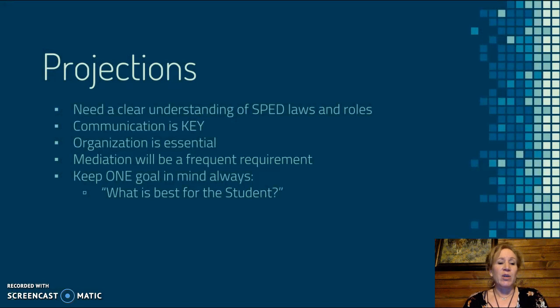Projections: I found out that I'm going to need a clear understanding of SPED laws and roles. Communication is key to this. Organization is a must, and mediation is going to be a frequent requirement. And keeping one goal in mind is going to be the key to underline all of the success of this, and that is always asking myself and everyone else what is best for the students.